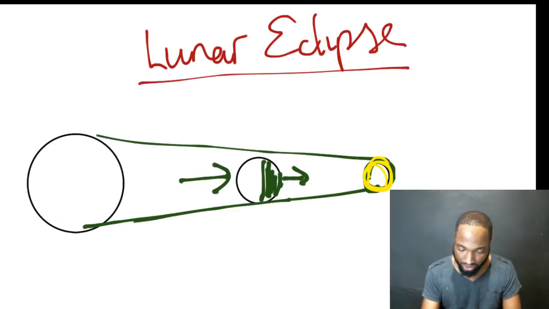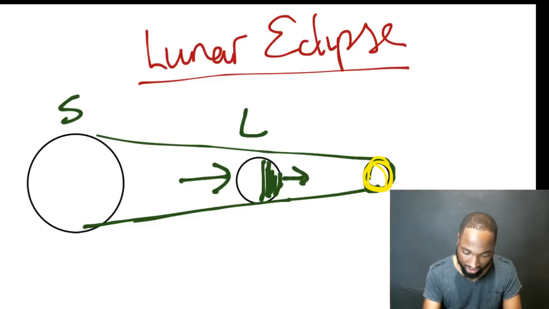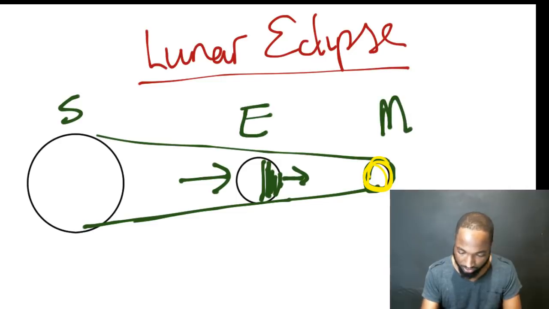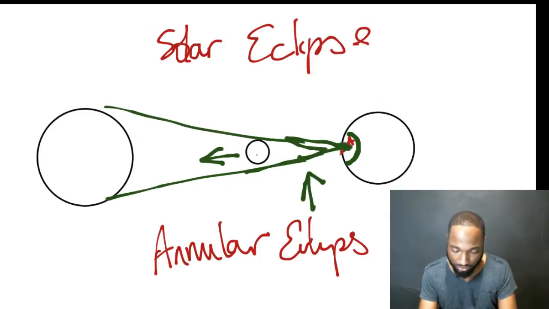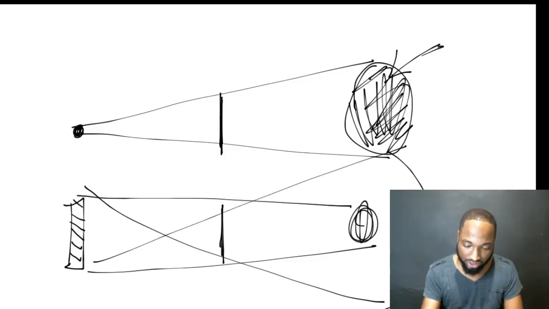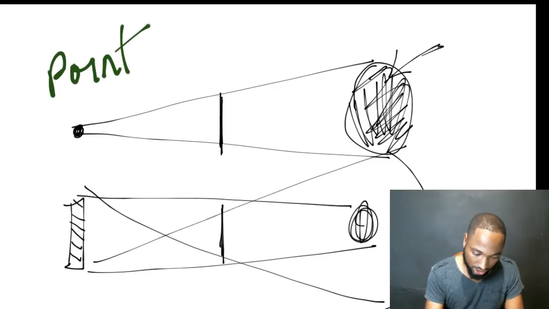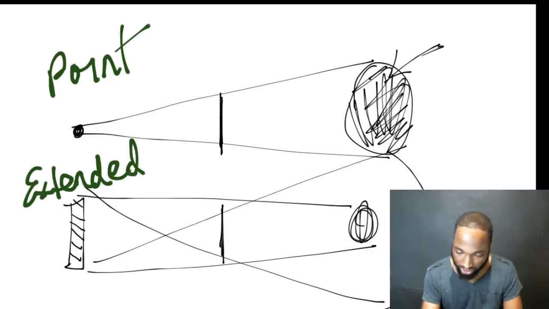Lunar eclipse is when the earth is in the path, with the sun, the earth, the moon. And the sun just makes a little rim of brightness around the moon here, if you can see it. In the solar eclipse, the moon gets in the way of the sun, so it's blocking out the sun. Alright, and then we'll talk a little bit more about this, a point source. This is an extended source of light and the types of shadows we get from them.